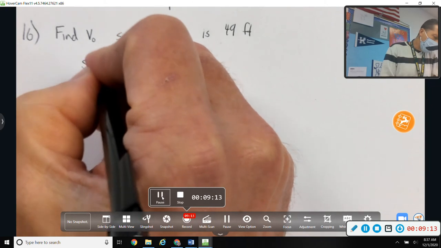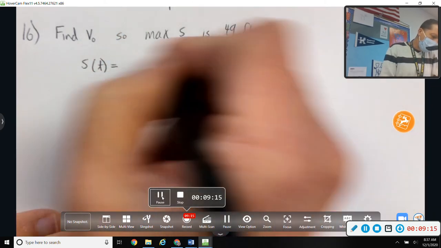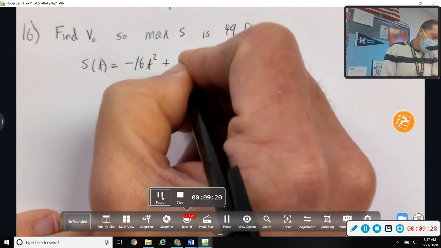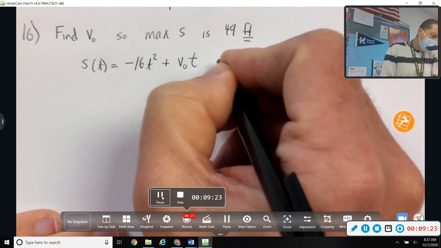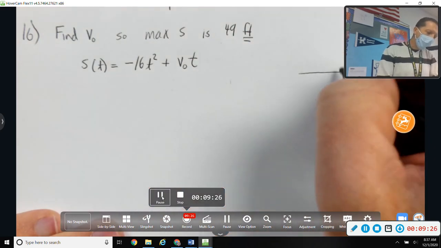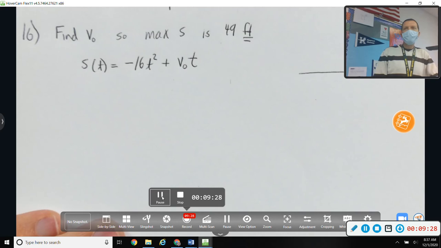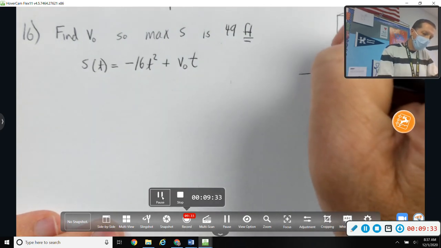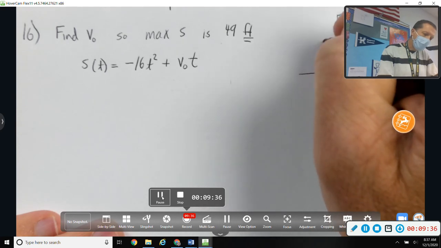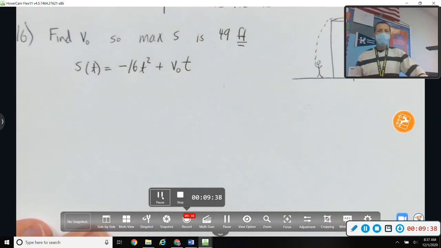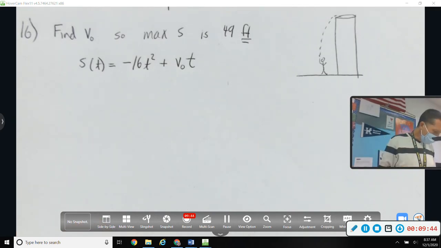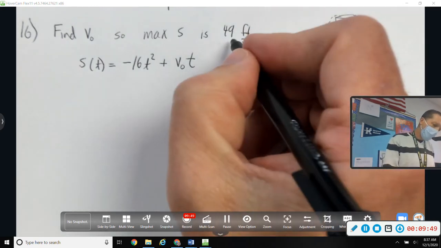Let's see. So S of T is, we're in feet again, negative 16 T squared plus V0, that's what we're looking for, T. And I assume we're throwing it from the ground. So S0 is 0. We're starting on the ground. We're going to try to throw it to the top of this grain silo. Remember, we're trying to throw it into the silo. So how fast do we have to throw it so that it makes it up over the edge there? 49 feet up.